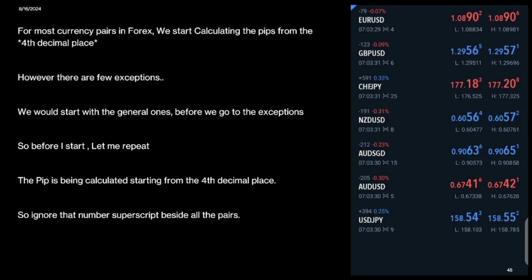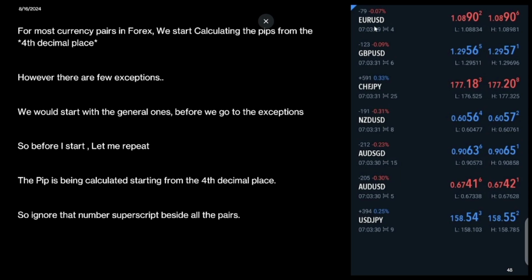For most currency pairs in Forex, we start calculating the pips from the 4th decimal place. However, there are few exceptions. We will start with the general ones before we go to the exceptions. So before I start, let me repeat, the pip is being calculated from the 4th decimal place.